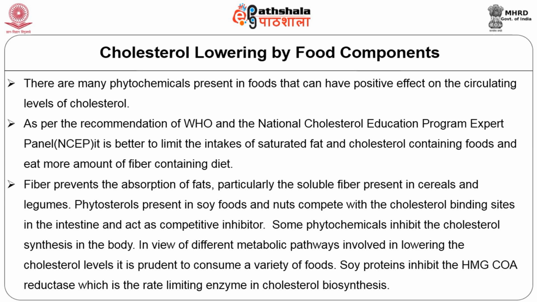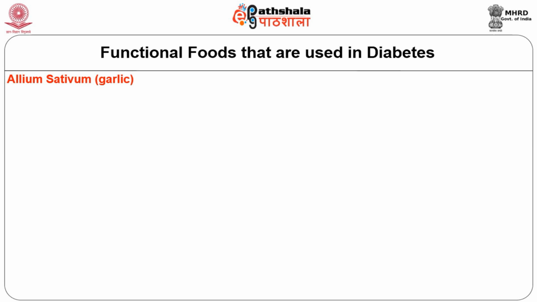Some phytochemicals inhibit cholesterol synthesis as well. In view of the different metabolic pathways that are involved in lowering the cholesterol levels, it is prudent to consume a variety of food. Soy proteins inhibit the HMG-CoA reductase, which is the rate-limiting enzyme in cholesterol biosynthesis. Other functional foods that can be used by diabetics are the allium, both the garlic and the onion, which we consume every day in our diet.